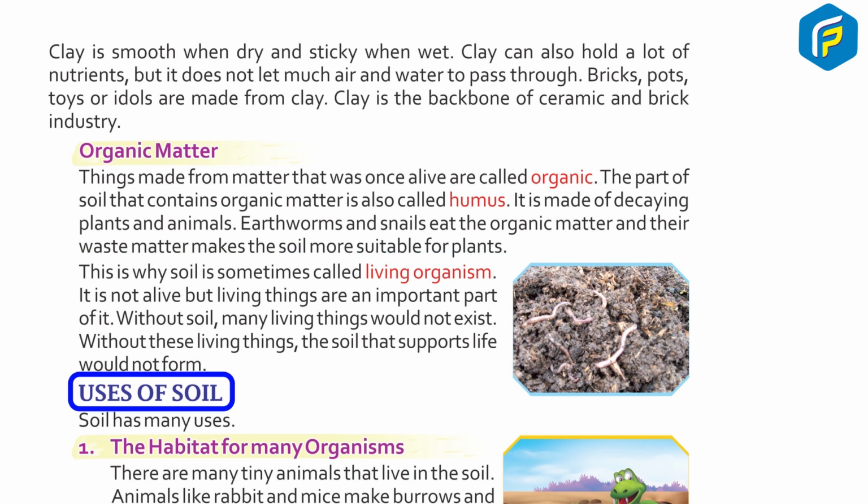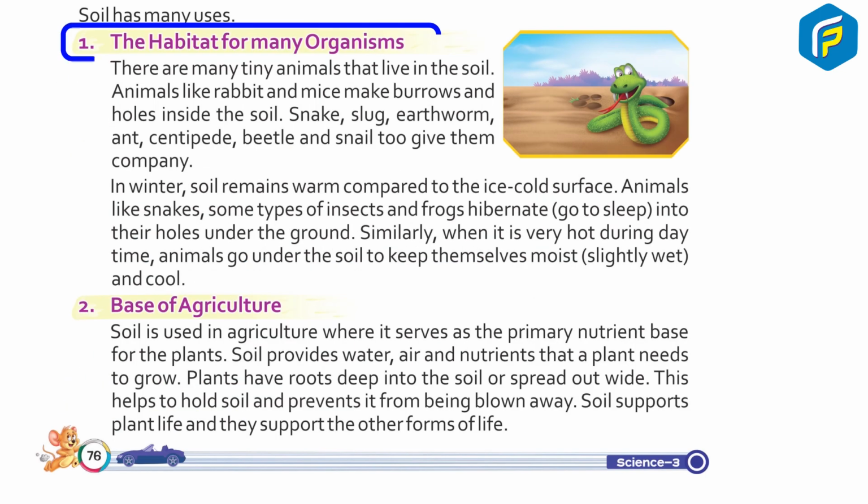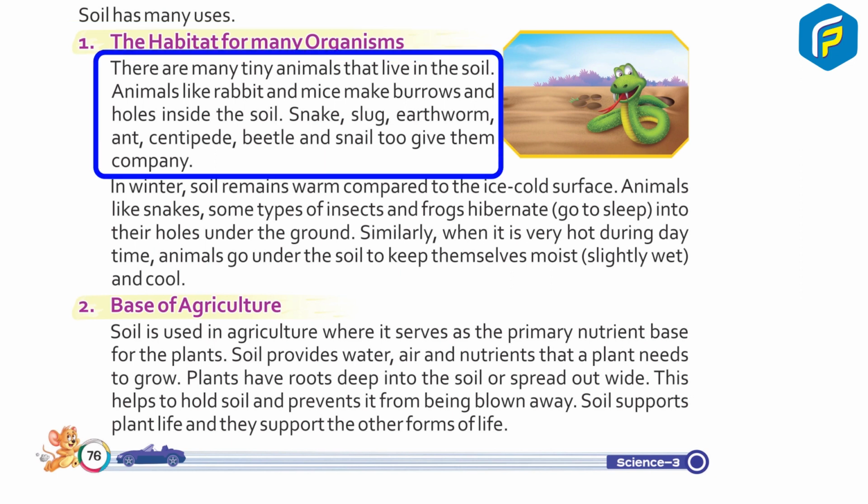Uses of soil. Soil has many uses. 1. The habitat for many organisms. There are many tiny animals that live in the soil. Animals like rabbits and mice make burrows and holes inside the soil. Snakes, slugs, earthworms, ants, centipedes, beetles and snails give them company.